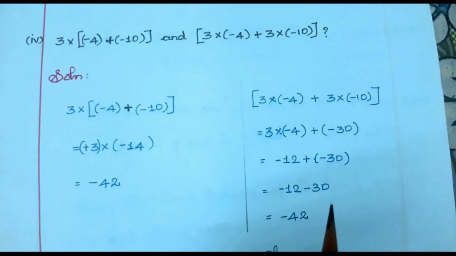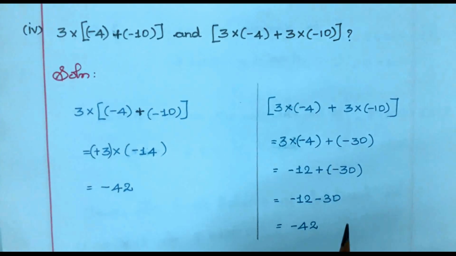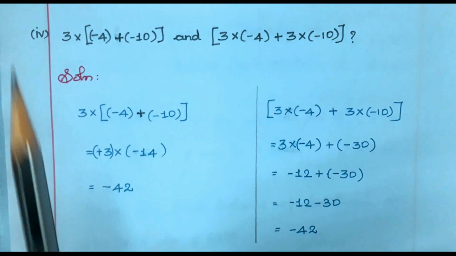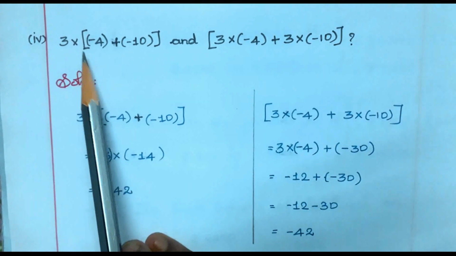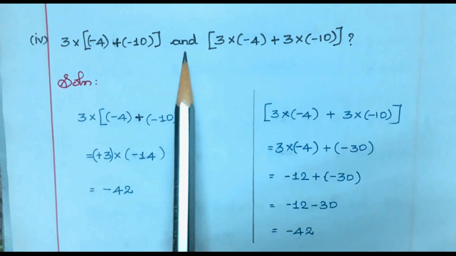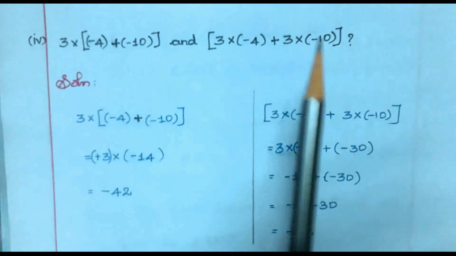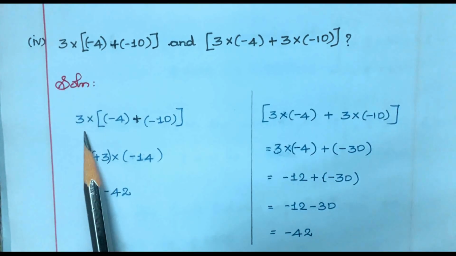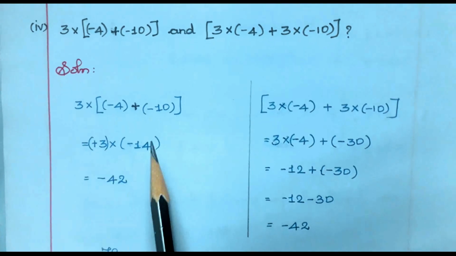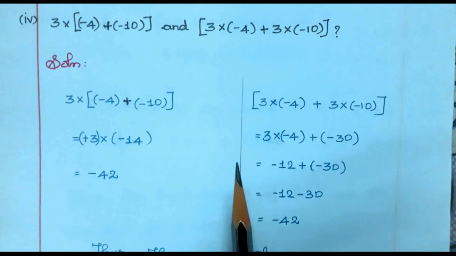Now, we will move on to the fourth one. Fourth question goes in this way: 3 into bracket of minus 4 plus minus 10, and 3 into minus 4 plus 3 into minus 10. Clear? Solution: I am going to solve both the expressions simultaneously.